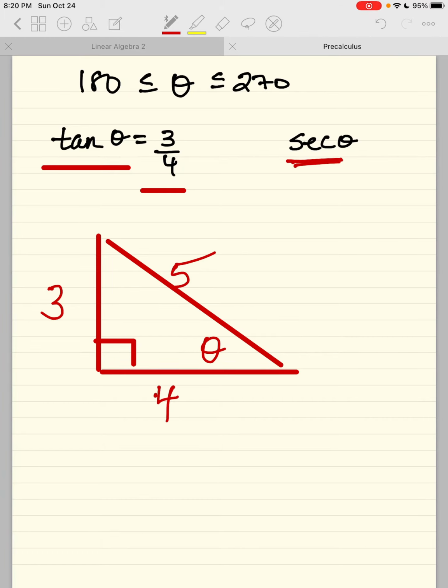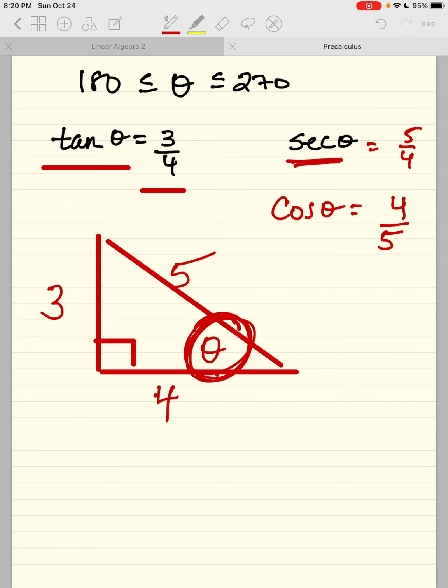I'm looking for secant. I don't ever want to find secant directly. I want to find the cosine of the angle. Cosine of the angle is 4 over 5, right? Adjacent over hypotenuse, and then I'm going to flip it. And now there's a big problem.